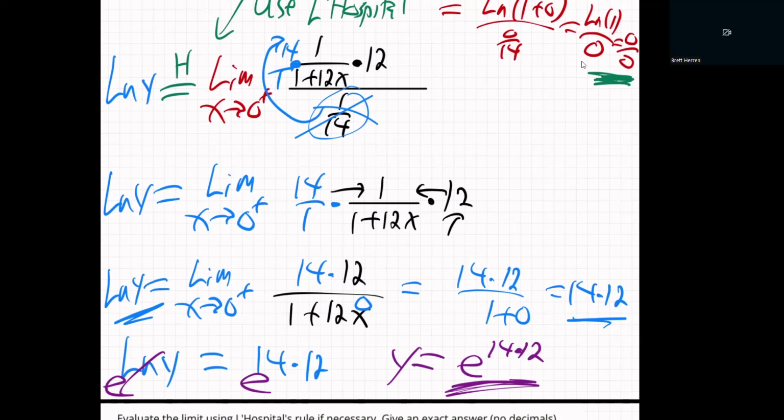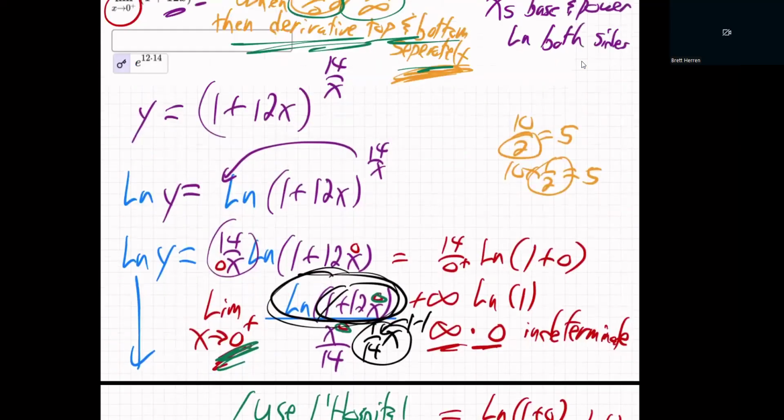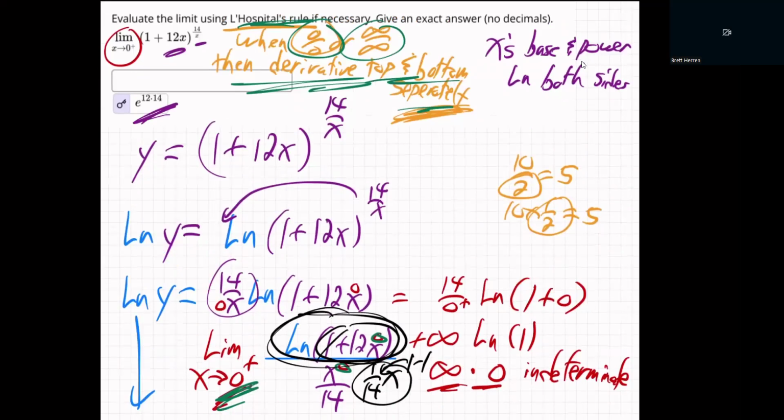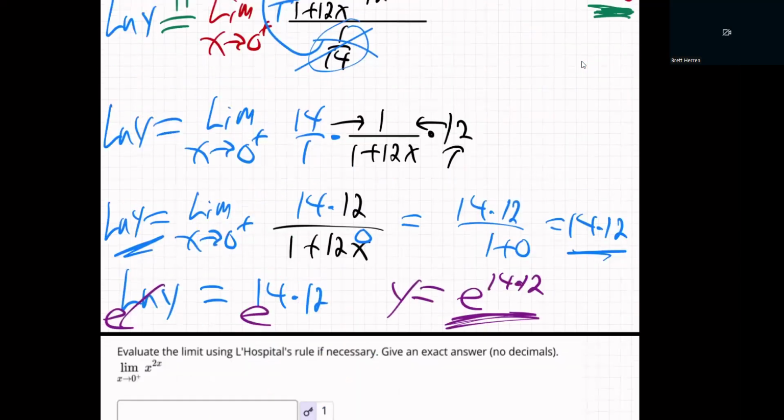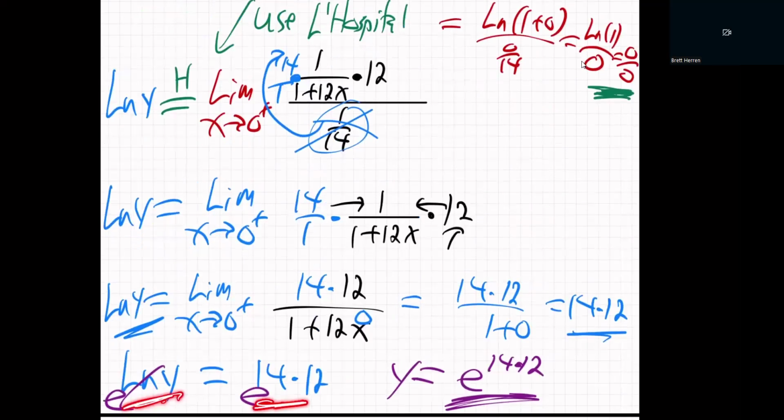We're always going to finish off like this. There's the right answer. Whenever we have x's in the base and the power in the beginning, we know we're going to ln both sides. And that means we're going to have an ln y on the left. And the very last step to get rid of that is we're going to e power both sides, or take e to both sides. And there's our answer. e to the 14 times 12.